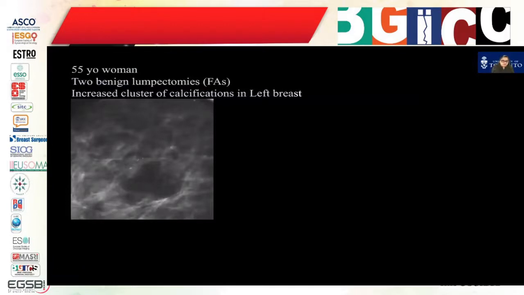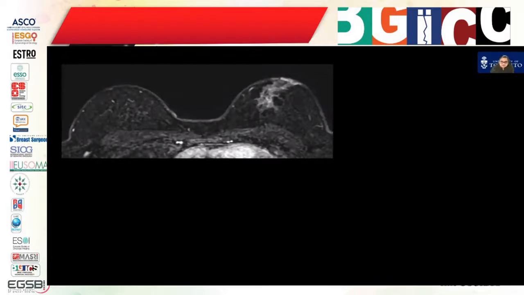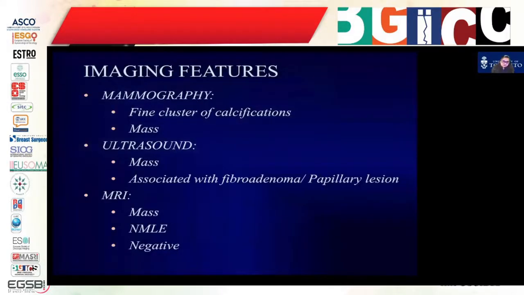Here's a woman who had 2 prior benign lumpectomies, calcifications in the left breast. Stereotactic core biopsy revealed a good number of calcifications, pleomorphic LCIS. MRI shows more extensive disease, very concerning for invasion based on its appearance, irregular, involving the nipple, and on excision, indeed, it was a pleomorphic LCIS with invasive lobular carcinoma.